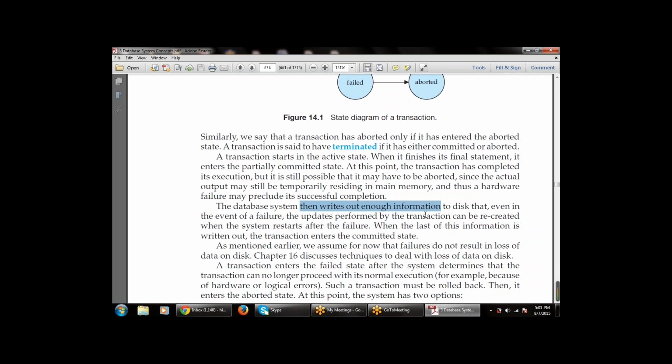And the database system then writes out enough information to the disk that, even in the case of a failure, the updates performed by the transaction can be recreated when the system restarts after the failure.